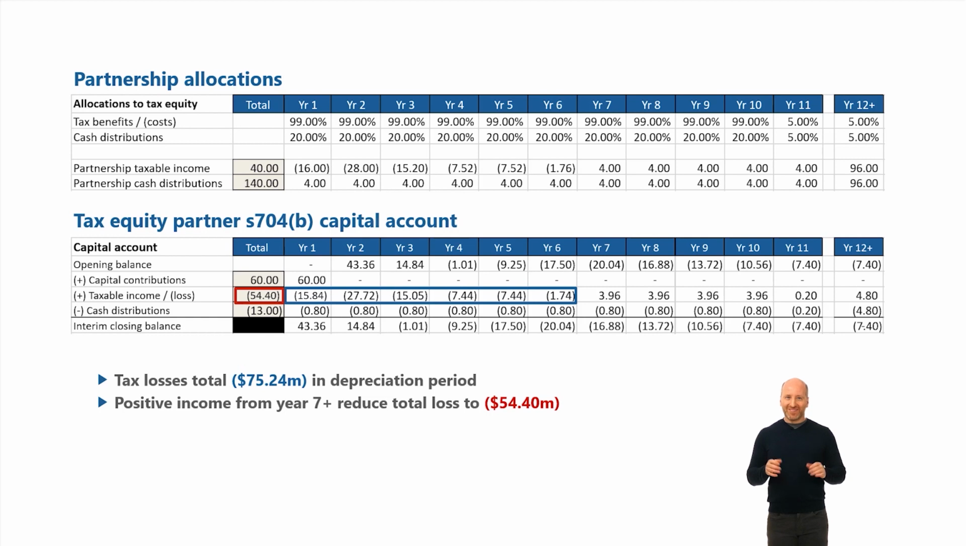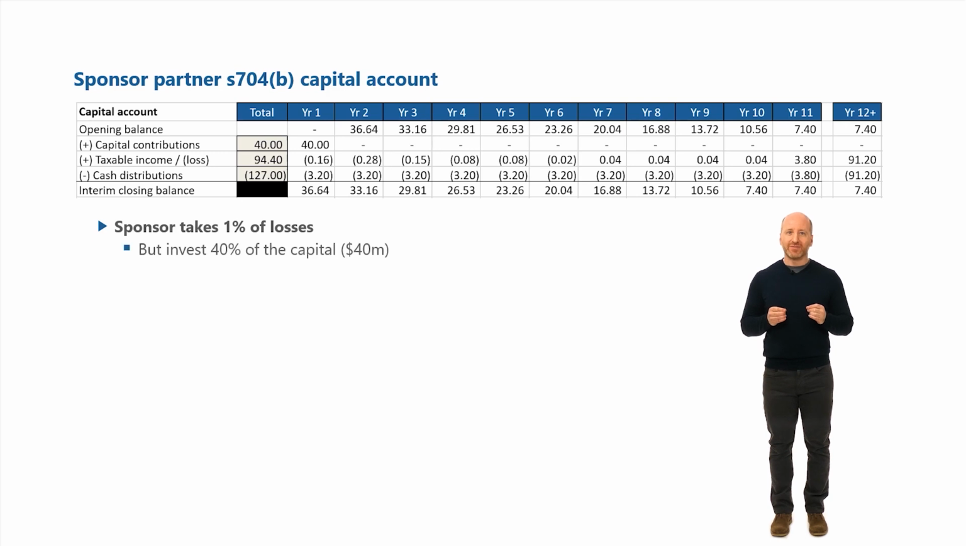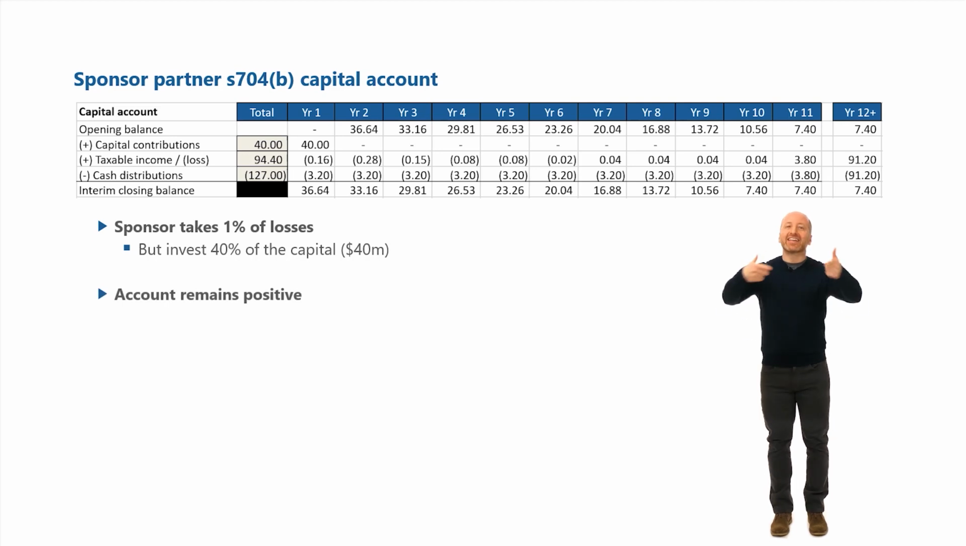But first, the sponsor capital account is calculated exactly the same way as the tax equity account, but they take only 1% of the tax attributes. But remember how they invested 40% of the capital up front. So their account is going to remain overly positive. It's exactly the inverse position of the tax equity investor. And if we were to add those two accounts together, the tax equity investor plus the sponsor investor, what we'd find is those two sum to the total partnership capital account.